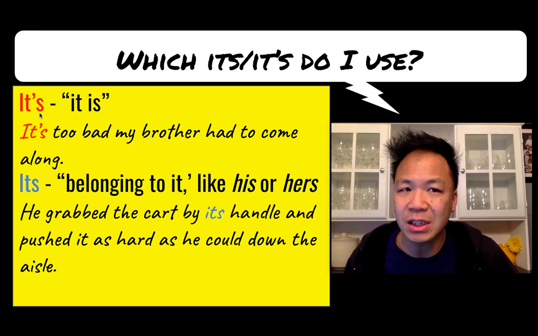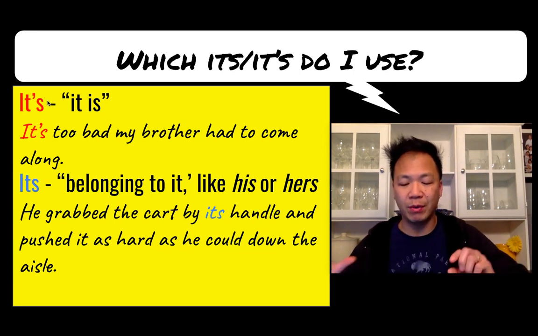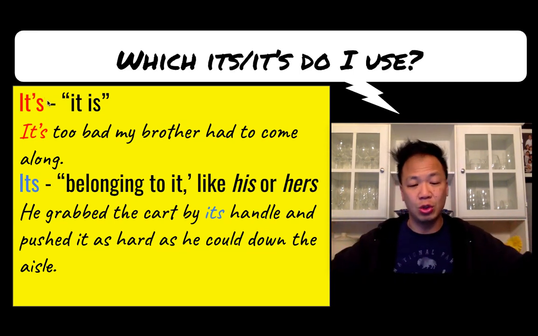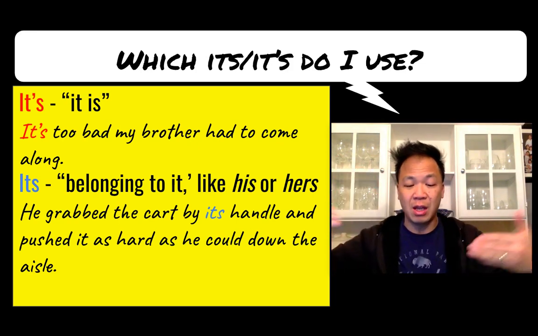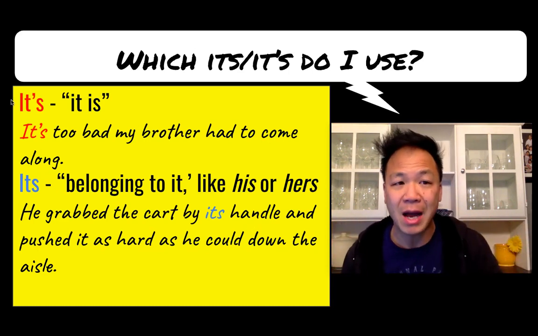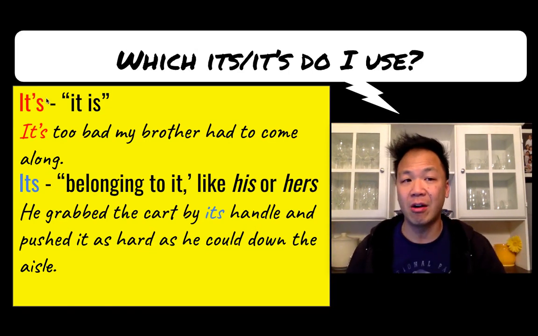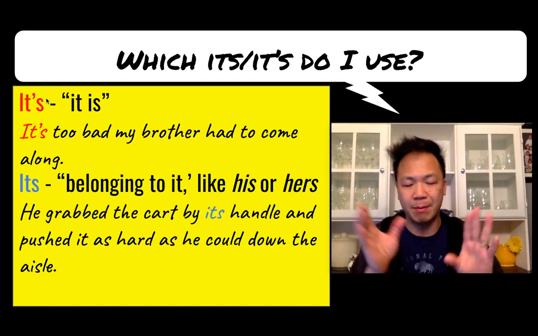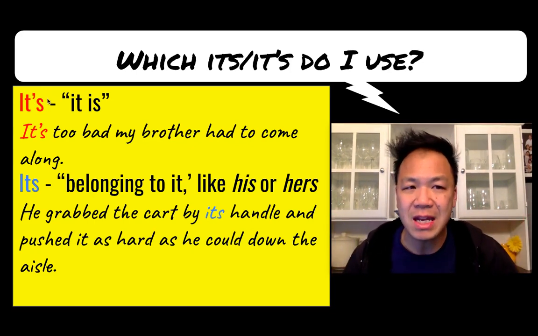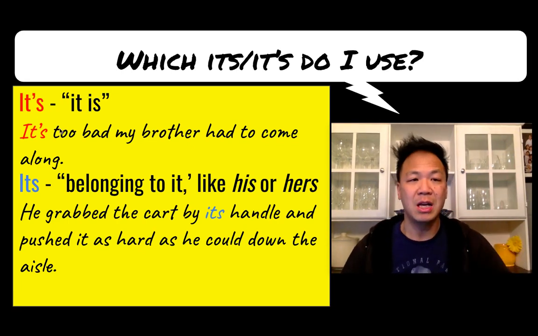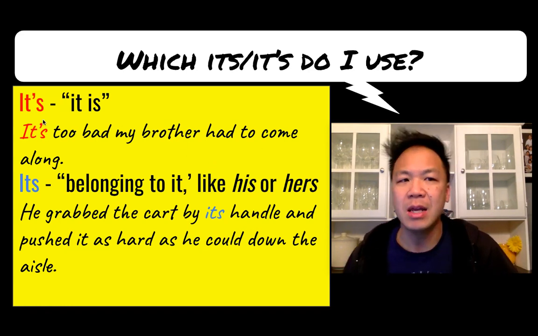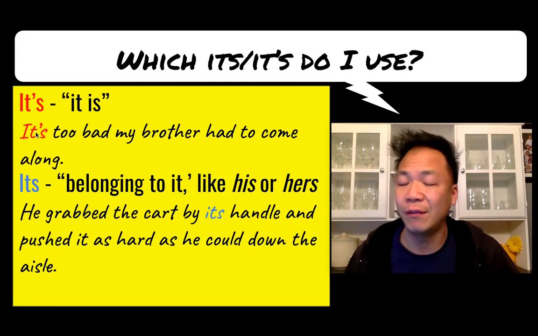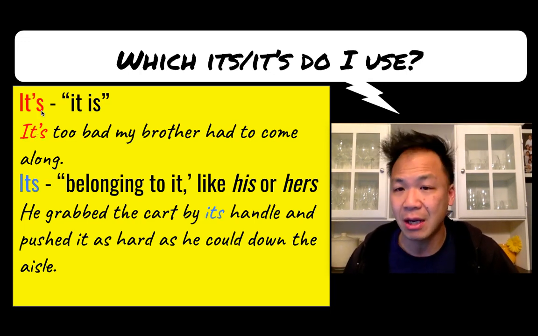Whenever you see an apostrophe in a word, that's because what we've done is we've shortened the word. We've taken two words and smushed them together. We had to rip out a whole bunch of letters in the middle and smush the words together. And that apostrophe is basically telling us that there are some letters missing that the apostrophe is sort of making up for. So it is, that little apostrophe kind of makes up for the fact that the I was ripped out of those two words. So if we use the sentence, it's too bad my brother had to come along, that's when you'd use it is. If you can replace it with it is, you have to use that apostrophe there.